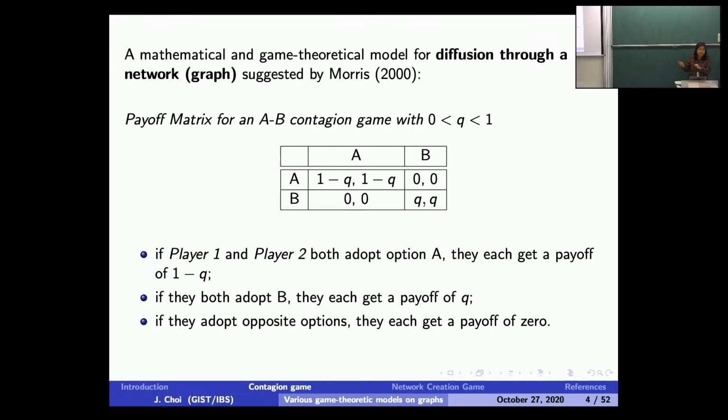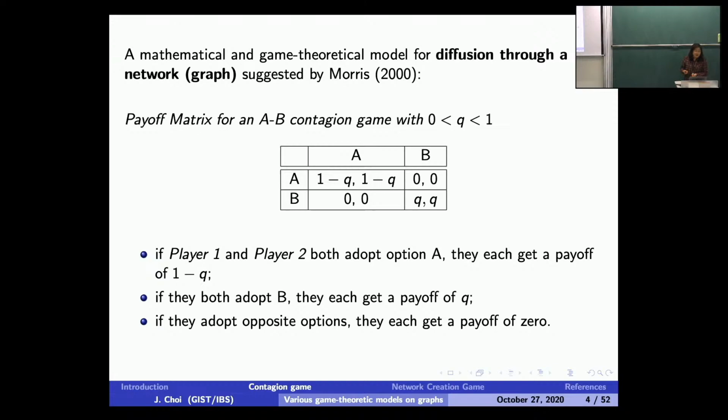This payoff matrix presents the payoff each player can get with each option. For example, if player 1 and player 2 both adopt option A, then each of them gets a payoff of 1 minus Q, where Q is between 0 and 1. If they both adopt B, then each of them gets a payoff of Q. But if they adopt opposite options, then neither of them gets any payoff; the payoff is 0.